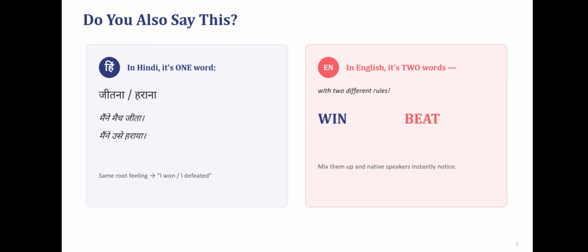Here's why this mistake happens so often. In Hindi, we usually use just one idea for both these situations. For example, we say "I won the match," and we also say "I defeated him." Both feel like the same emotion, victory. But in English, these are two completely different words, and they follow two completely different grammar rules. Win is one word. Beat is a totally separate word. And if you use them in the wrong place, native speakers notice immediately even if your sentence is otherwise perfect. So let's fix this once and for all.